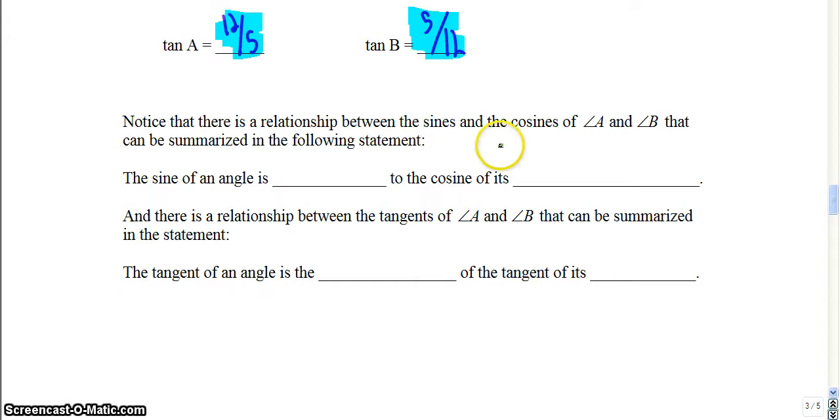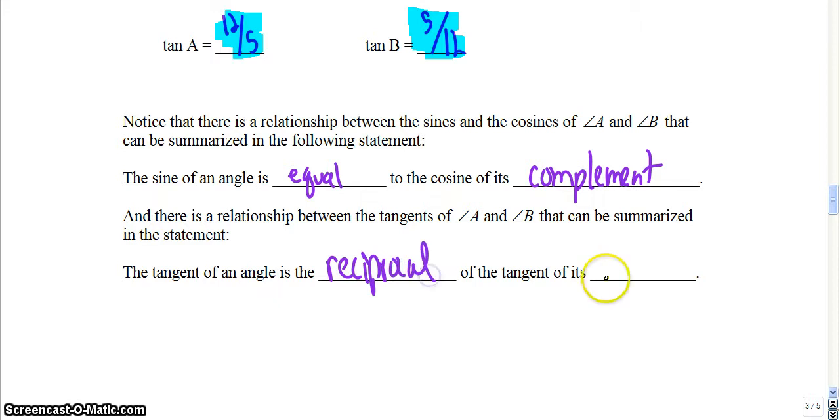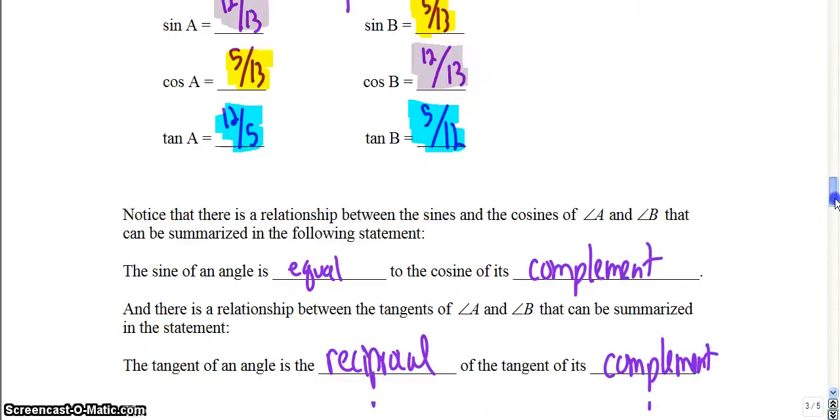Notice there's a relationship between the sines and cosines that we looked at. The sine of an angle is equal to the cosine of its complement. And there is a relationship between the tangents of angle A and angle B that can be summarized in the statement: the tangent of an angle is the reciprocal of the tangent of its complement, which is what we were just looking at up above.